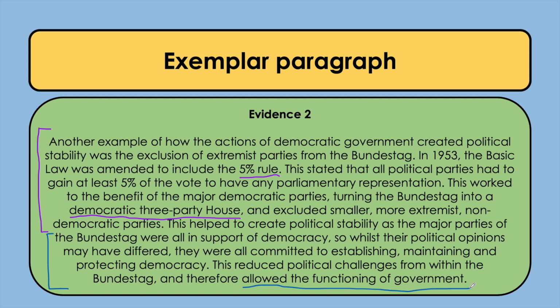Remember in that introduction of how we defined political stability. What I'm referencing there at the end of that piece of evidence is that particular definition of how political stability was achieved. So I've explained how that particular piece of evidence, the 5% rule, led towards political stability, in that the three major parties of Germany were all in support of democracy, whilst they did have differing views and they did disagree on aspects of policy.